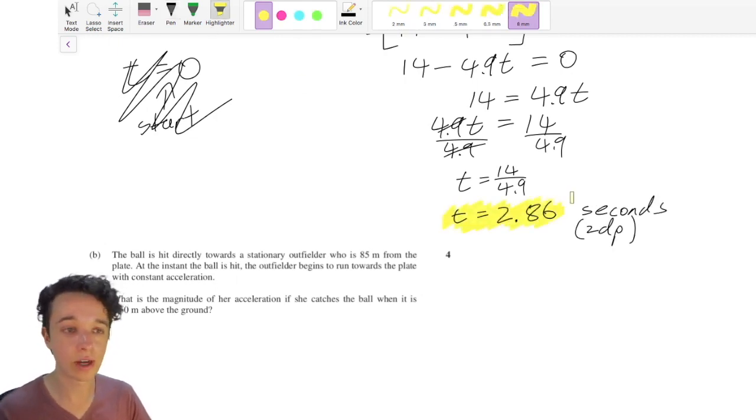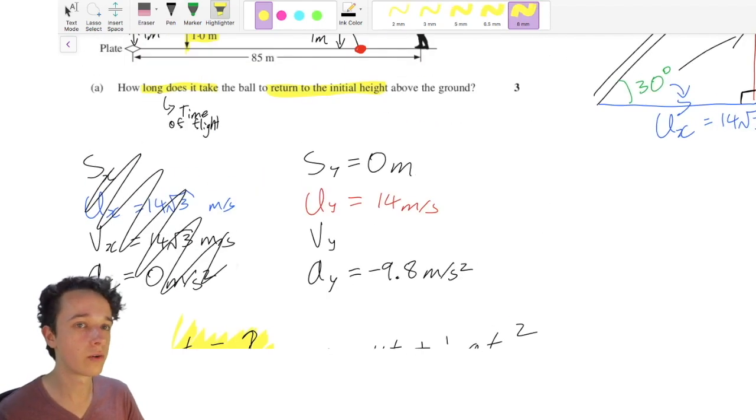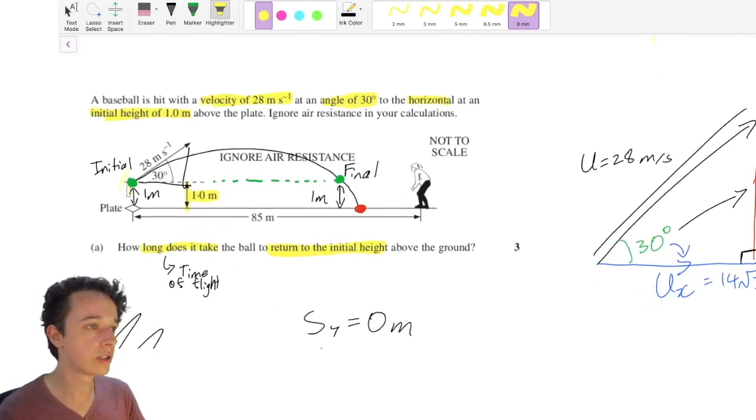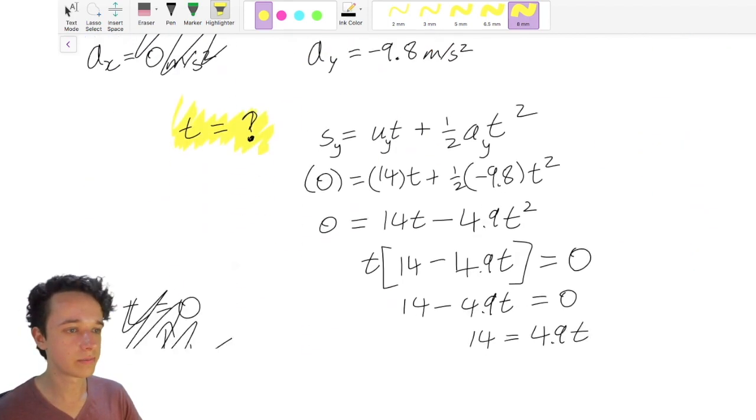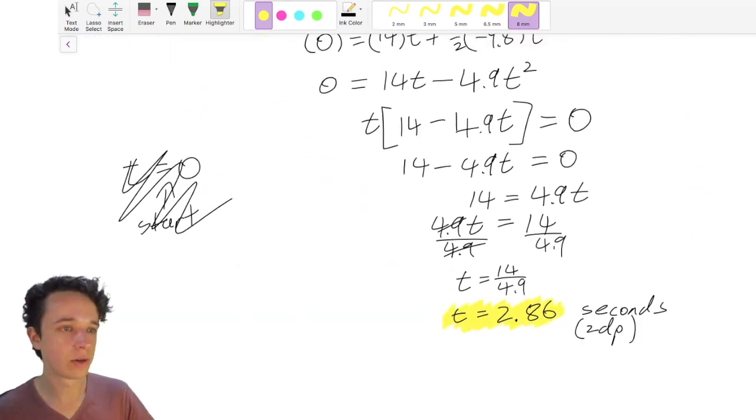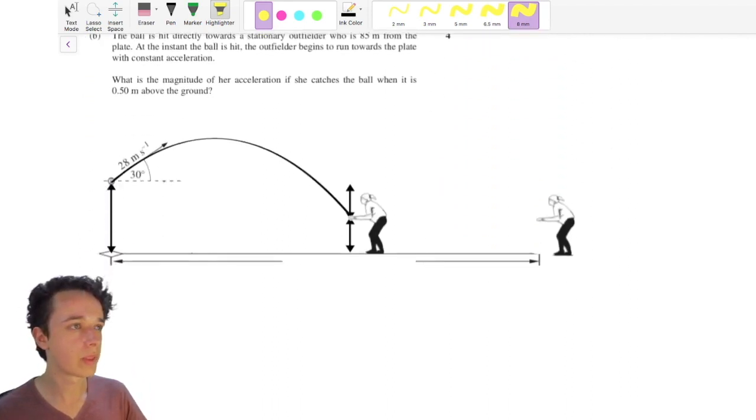That's the time it takes the projectile to go from its initial position here to a final position in which its displacement in the Y component is 0, like it goes from its initial position to a point where it returns to its initial height, right? And that's the time it takes. T equals 2.86 seconds. All right.